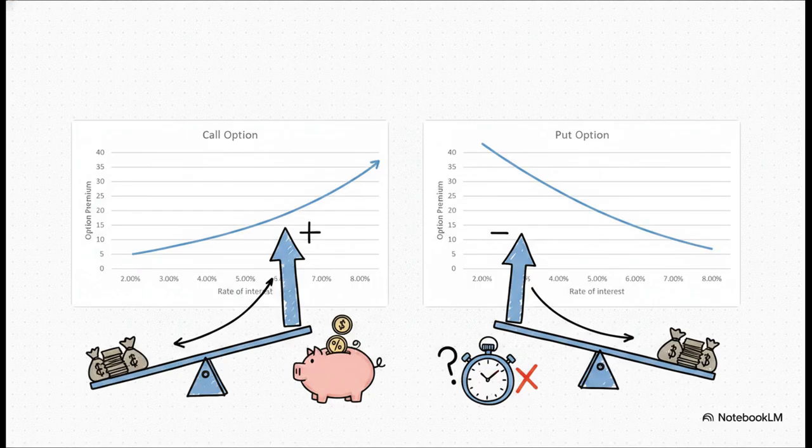But simultaneously, on the other side of the seesaw, rising interest rates push the premium for put options down because the opportunity cost of holding the underlying asset to sell later becomes a whole lot higher.